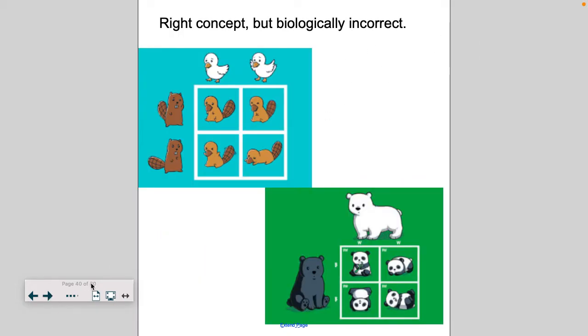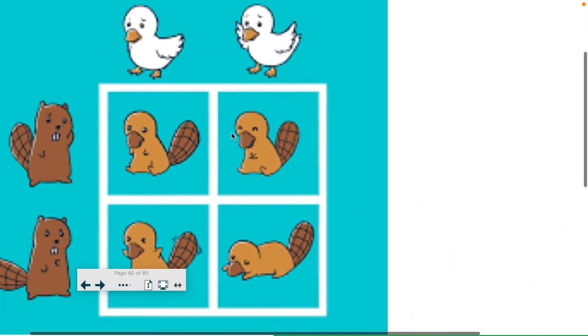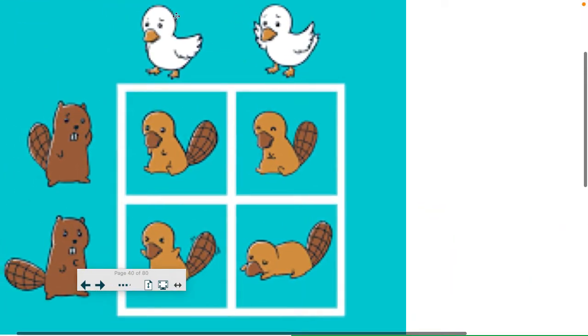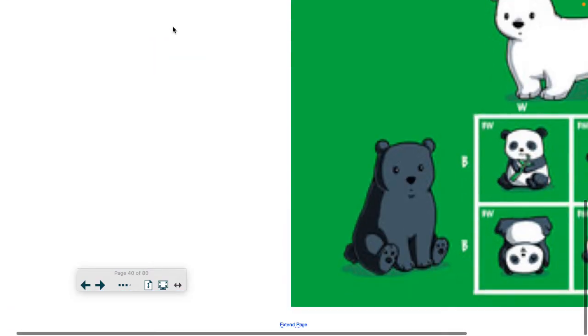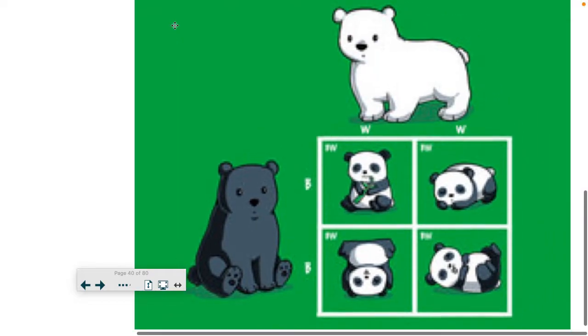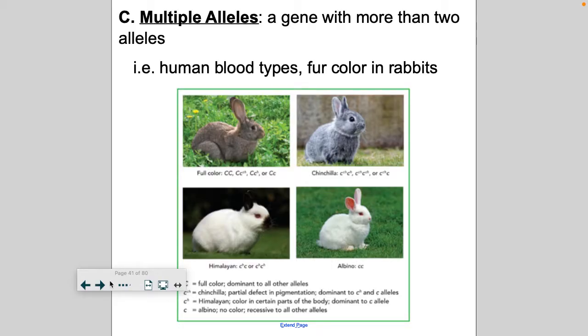Okay. So this is the right concept, but it's biologically incorrect, okay? Because in codominance, both traits appear. So like a duck with a beaver does not give you a platypus, but both traits appear. Or like panda bears are not created this way, a polar bear and a black bear, and then both traits appear. So that's not how that happens. But you can kind of think of it as both traits being exhibited there.